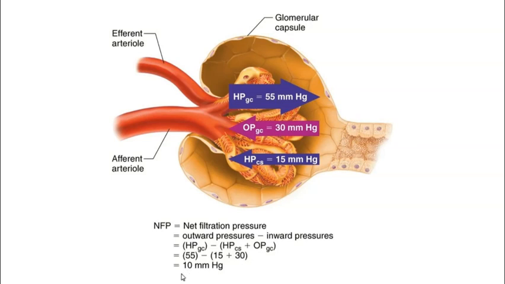Now this plus 10 millimeters of mercury means that overall there's 10 millimeters of mercury of pressure that's forcing fluid out of the glomerular capillaries and into the capsular space. If this was negative 10 millimeters of mercury, it would mean that this pressure is driving fluid from the capsular space back into the capillaries, which would inhibit the ability of the kidney to do its function. So this has to be a positive outward pressure, again, in a healthy kidney, should be somewhere around 10 millimeters of mercury.